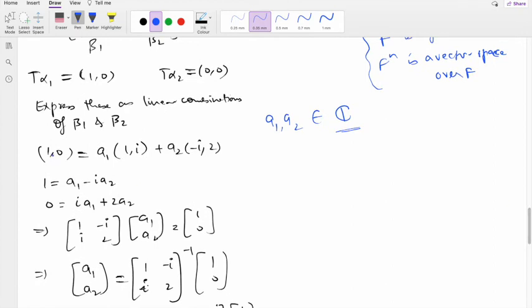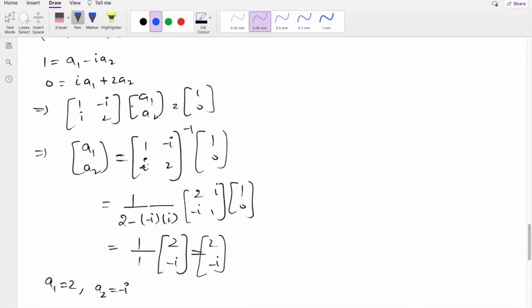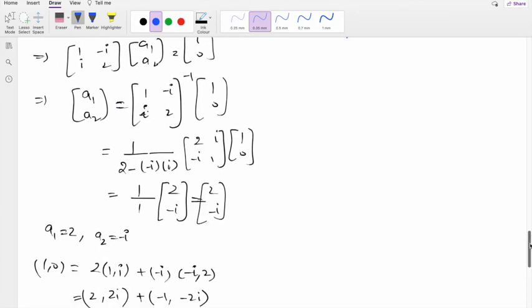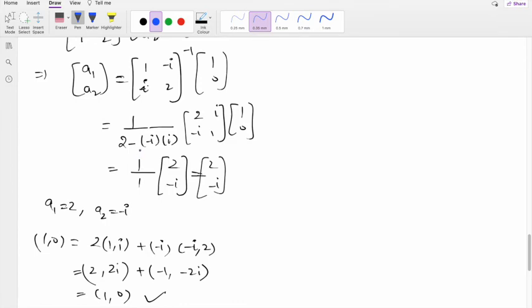Okay, so basically we want 1 to be a1 minus i a2 and 0 to be i a1 plus 2 a2. We can now represent it as a matrix system of linear equations, and we're trying to represent this as a matrix multiplication giving 1, 0, right? So we can get this from your usual matrix inverse. This is all hopefully high school algebra, right? So we get the inverse in this format, and we actually get a1 to be 2 and a2 to be minus i. And you can actually verify this.